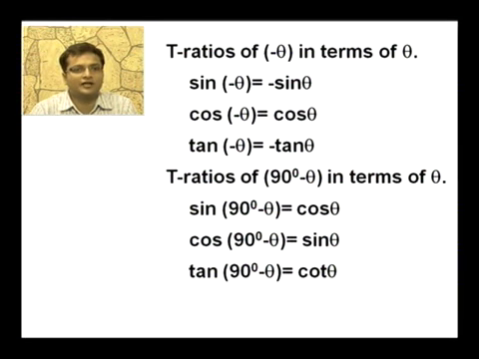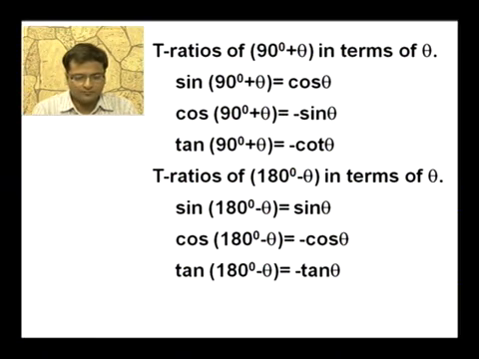Trigonometry ratios of 90 degree minus theta in terms of theta. Sine 90 degree minus theta is cos theta, already calculated. Cos 90 degree minus theta is equal to sine theta. Tangent 90 degree minus theta is equal to cot theta. Trigonometry ratios of 90 degree plus theta in terms of theta. Sine 90 degree plus theta is equal to cos theta. Cos 90 degree plus theta is equal to minus sine theta, and tangent 90 degree plus theta is equal to minus cot theta.